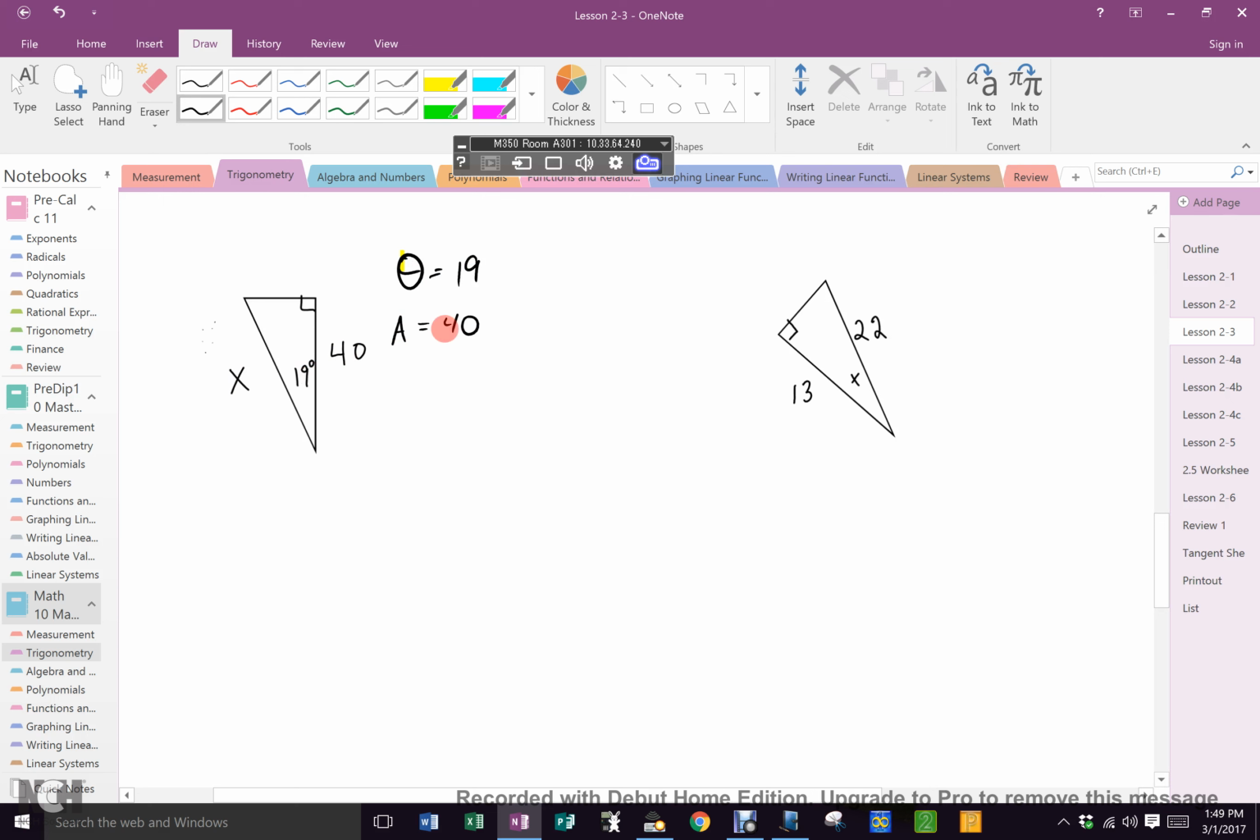Why is x not adjacent? Because x is the hypotenuse. That side already has a special name. He doesn't get to have two. That's not fair. So h is x. Then I sort it out. Cos. Why did I use cos? Because I had a and h. Cos of 19 equals a, 40, over h, x. Letters on the bottom, what math is that? Divide. 40 over cos 19 equals. And you figure that out on your machine.